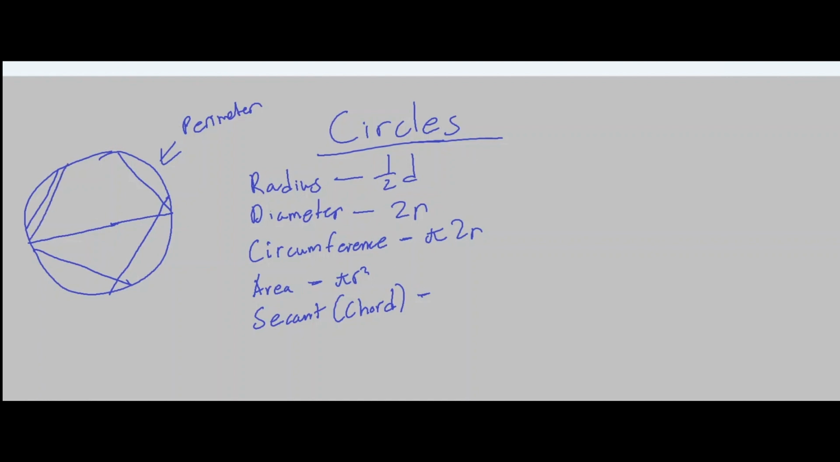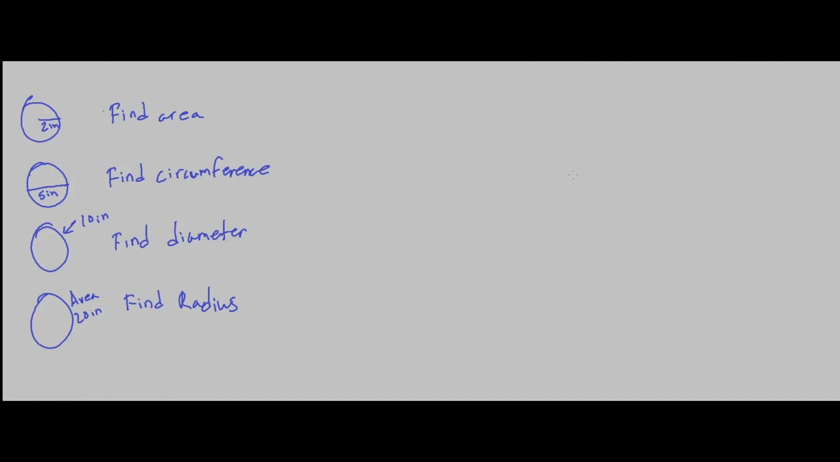So let's try some practice problems to better understand these topics. Alright, so we have 4 questions here, one for each of the sections. The first question is find the area, and we're given that the radius is 2 inches. The area of a circle is pi r squared, so we just plug in 2, which gives us pi 2 squared, and our final answer would be 4 pi.